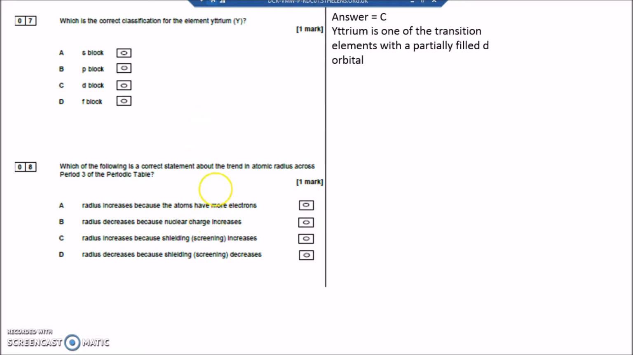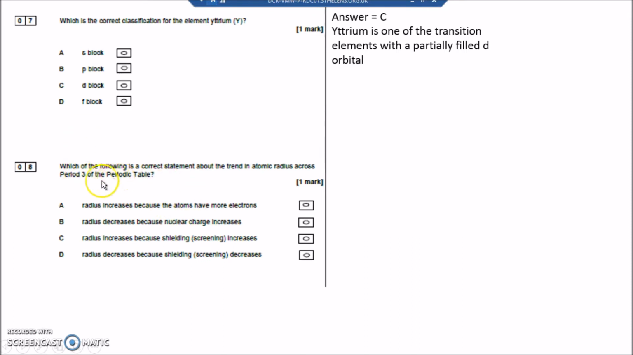Question 8. Which of the following is a correct statement about the trend in atomic radius across period 3 of the periodic table? So atomic radius is the distance from the nucleus to the outer electrons. In period 3, they've all got 3 electron shells, so you're not getting any increased number of shells, so no change in shielding.